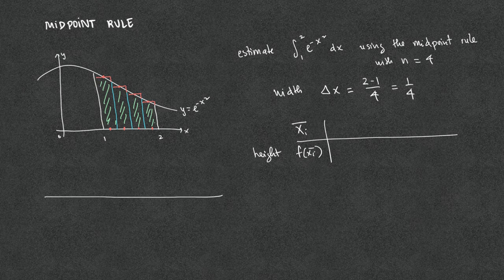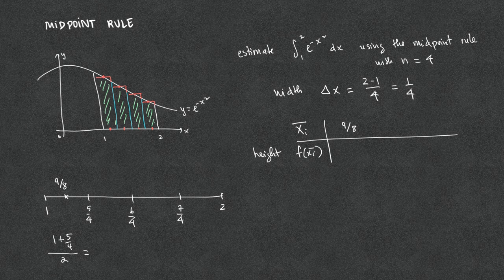To obtain these midpoints xi, we take the interval a comma b, in this case 1 comma 2, and we divide it into n subintervals, in this case n equals 4. The x values are 1, 5 over 4, 6 over 4, 7 over 4, and then 8 over 4. The midpoint of each pair is the average of the two endpoints. The average of 1 and 5 over 4 is 9 over 8. Thus, the first midpoint that we will use is 9 over 8.